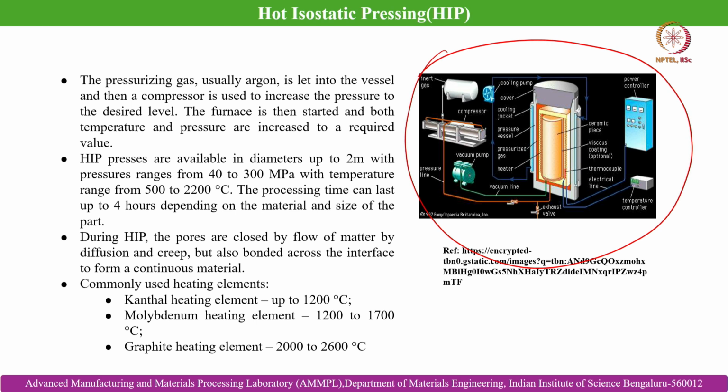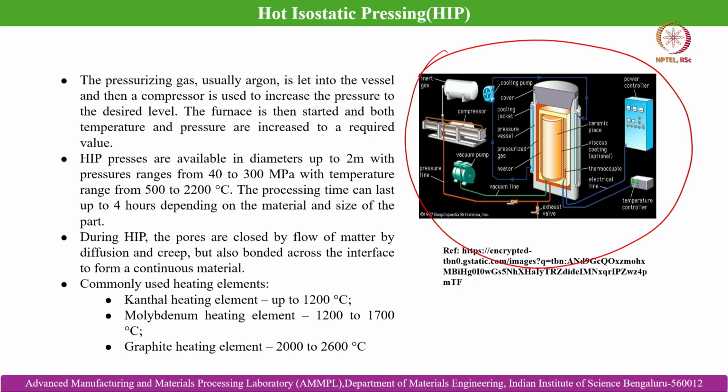Why is that? Because we are talking about significantly higher temperature, and that can cause damage to the dies and the system if we apply higher pressure. Moreover, in hot isostatic pressing the demand for applied pressure is lesser compared to cold isostatic pressing to achieve a similar level of density in the sintered parts. The processing time can last up to 4 hours in HIP depending on the material and size of the part. During HIP the pores are closed by flow of matter by diffusion and creep, but also bonded across the interface to form a continuous material.